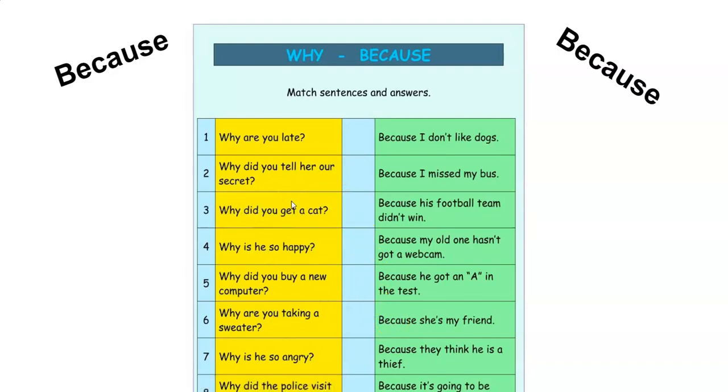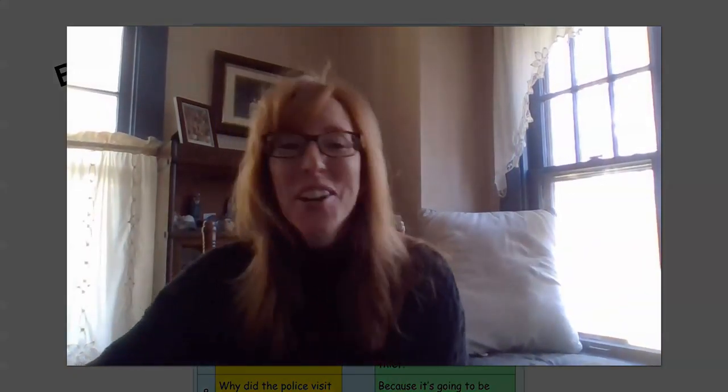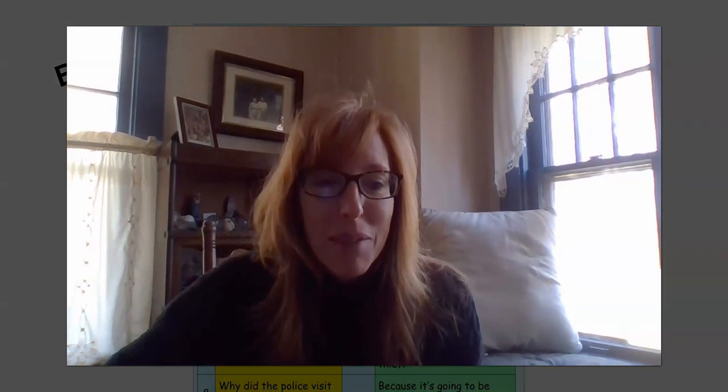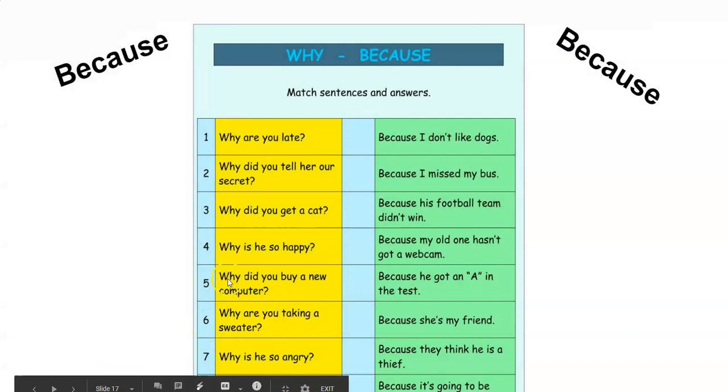Why did you get a cat? Why would you get a cat? Because I don't like dogs. Judith just looked at me when I said that. Why is he so happy? Oh, there she is. She just bit the pillow because she's mad because I said I don't like dogs. All right.